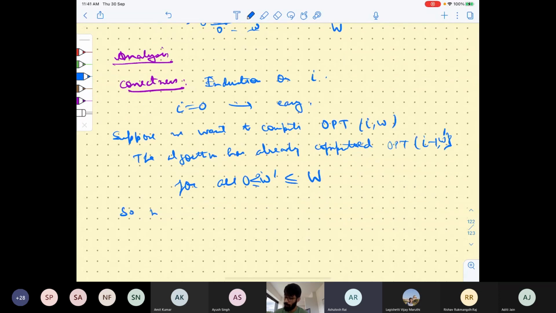So now we can compute opt of i comma W using the recurrence, correctly using the recurrence.